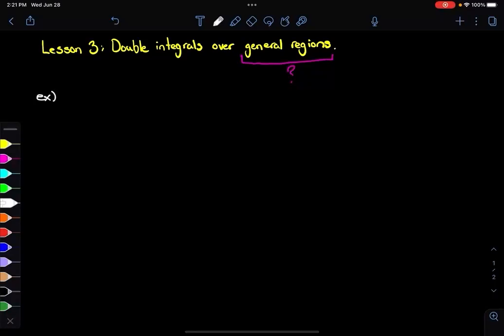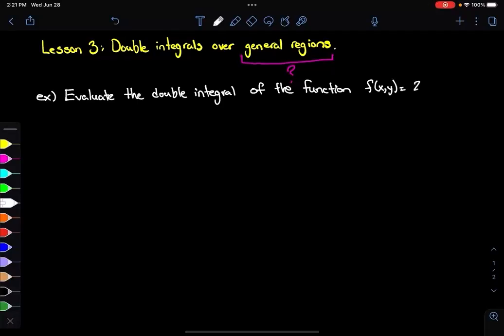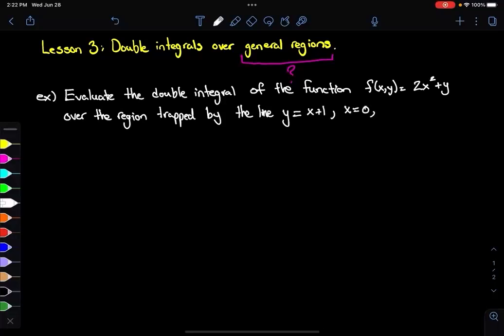So let's say, for example, evaluate the double integral of the function. We'll just make up a random one on the spot. f of x, y equals 2x squared plus y. And we're going to do it over the region that is trapped by the line y equals x plus 1, x equals 0, x equals 2, and y equals 0.